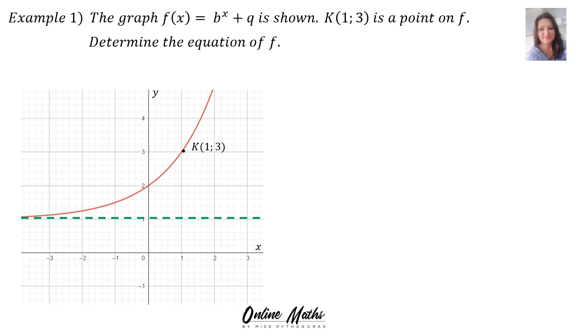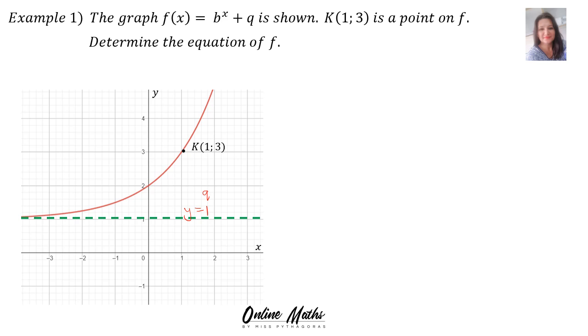Example 1. The graph f of x is equal to b to the x plus q is shown. K, 1, 3 is a point on f. Determine the equation of f. Now when you go to the sketch, you see this dotted line over there at y is equal to 1. And this line is indeed your horizontal asymptote. They don't mention any of that in the words, but when you go to the sketch, it's there. So you must understand. And this is a very important line since that is also q's value.